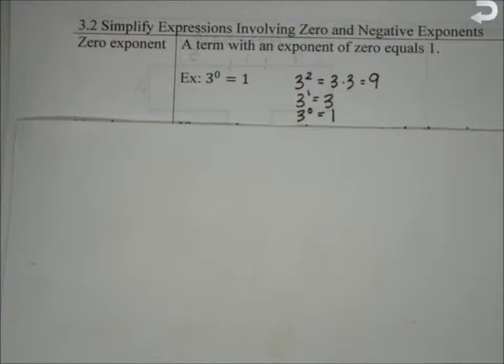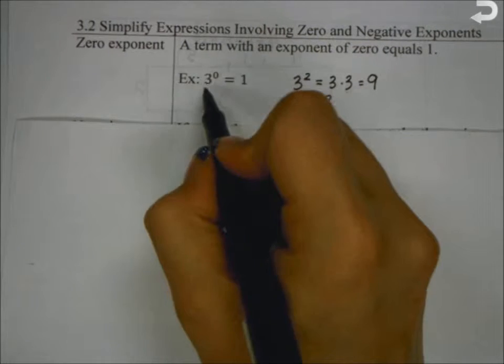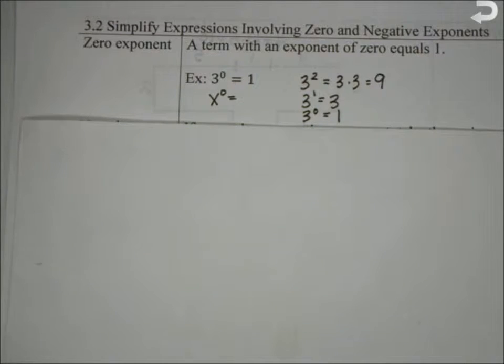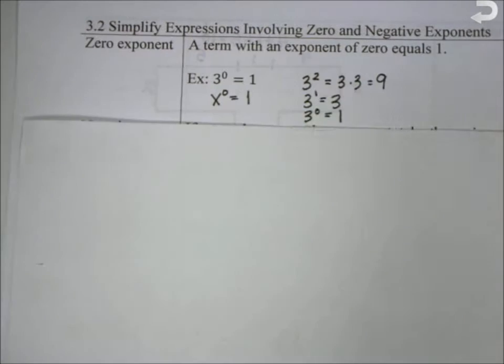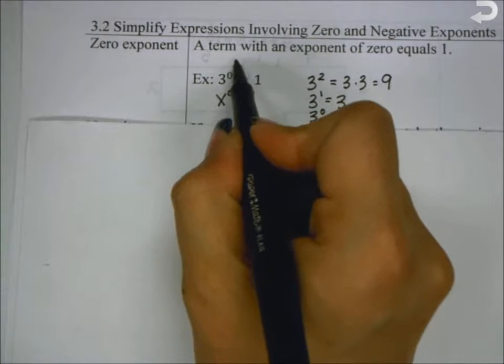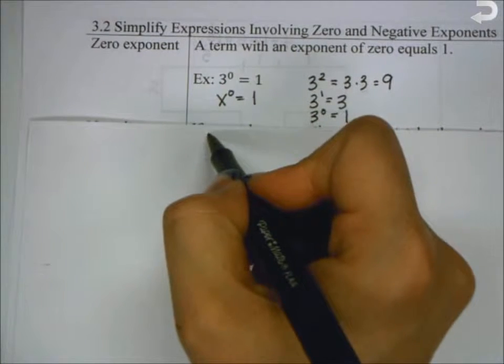So what if you had x to the 0 power? It would be 1. So basically all the zeros are going to be 1. Yes. Anytime you have an exponent of 0, you do need to write the 0 exponent, but it will always equal 1. That's the rule.